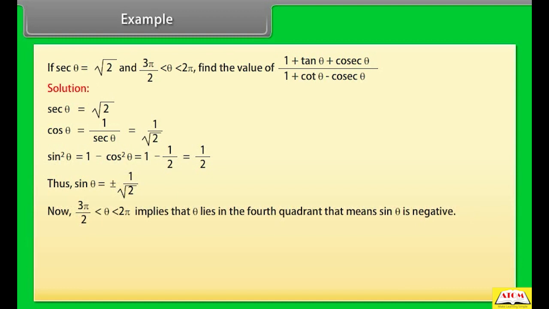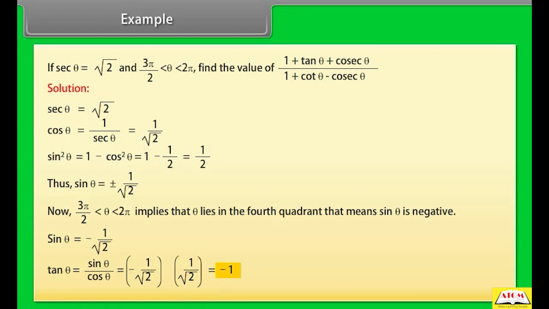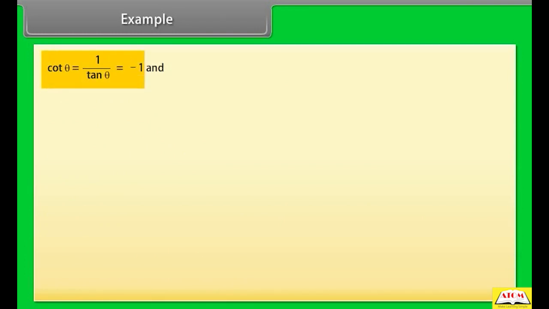Now, 3 into pi by 2 less than theta less than 2 into pi implies that theta lies in the fourth quadrant. That means sin theta is negative. Sin of theta is equal to minus 1 by under root 2. Tan of theta is equal to sin of theta by cos of theta is equal to minus 1 by under root 2 upon 1 by under root 2 is equal to minus 1. Cot of theta is equal to 1 by tan of theta is equal to minus 1 and cosec of theta is equal to 1 by sin of theta is equal to 1 by minus 1 under root 2 is equal to minus under root 2.